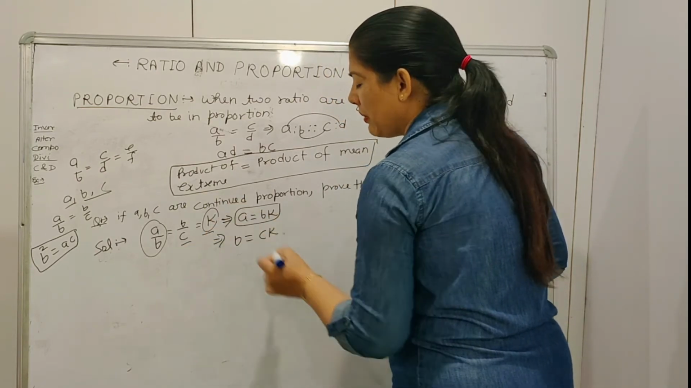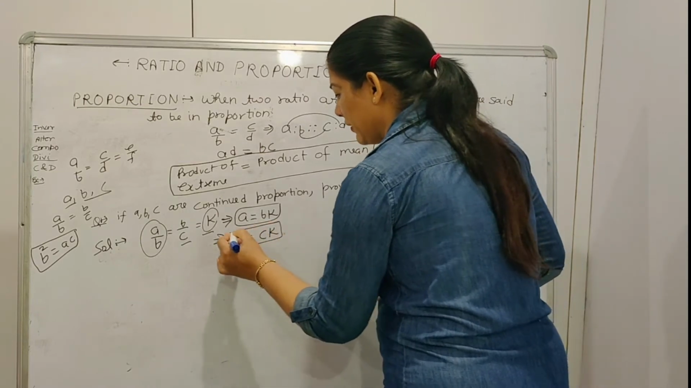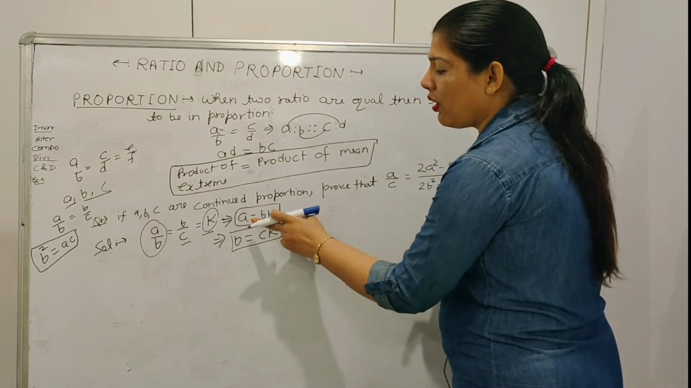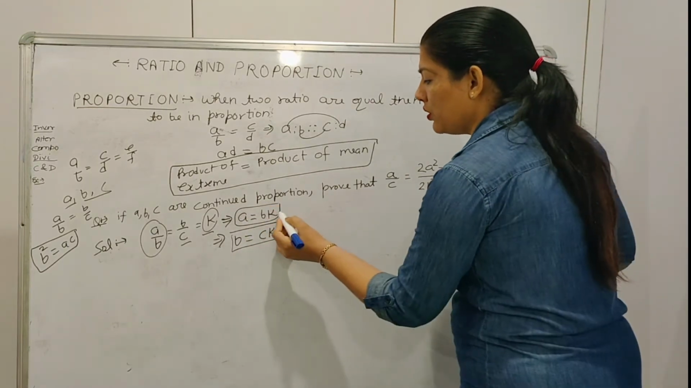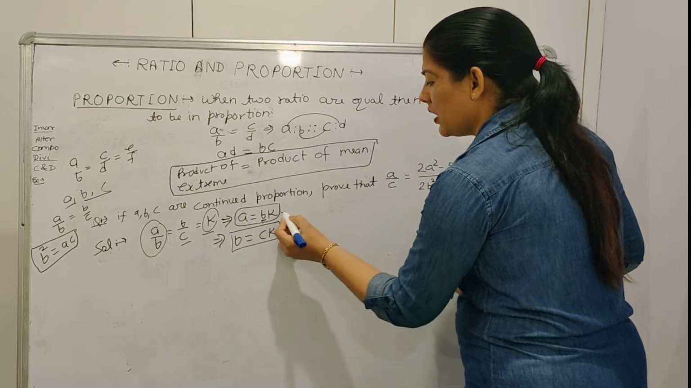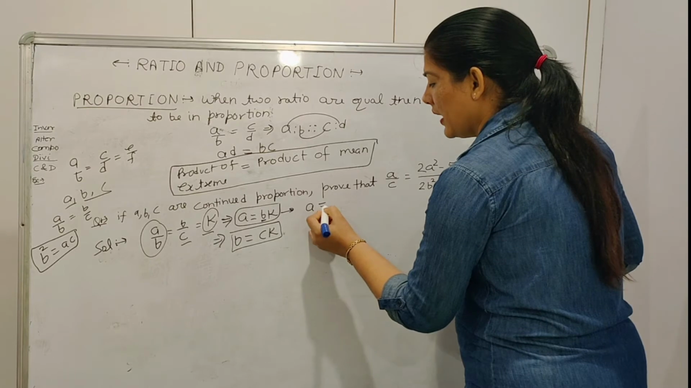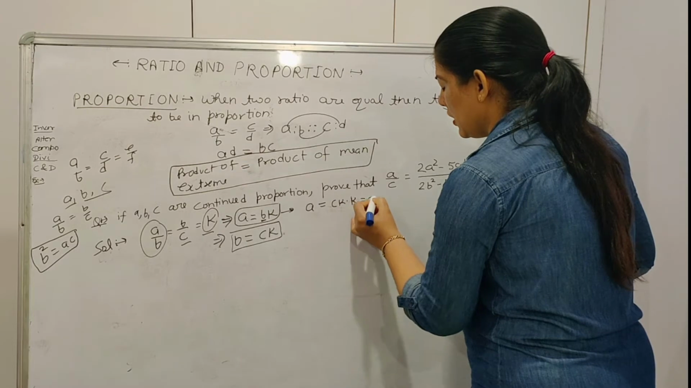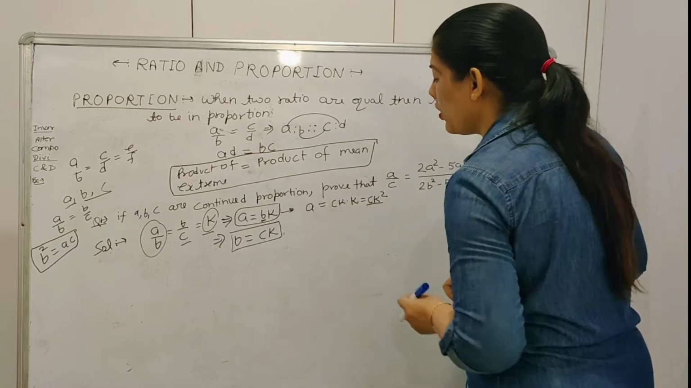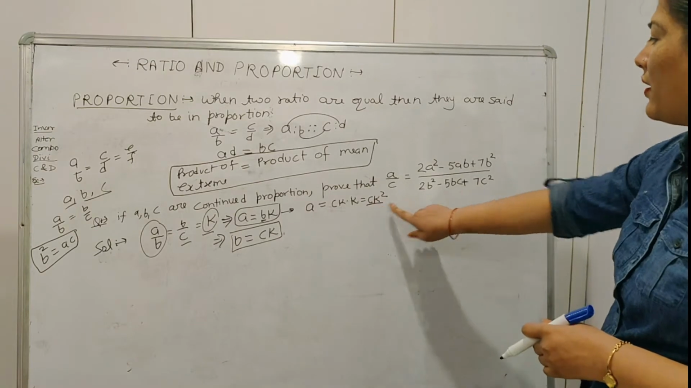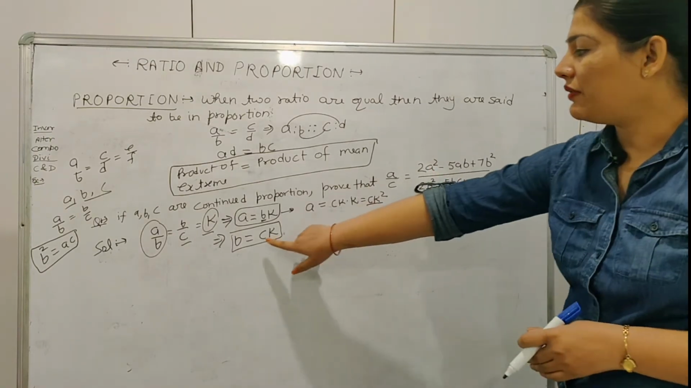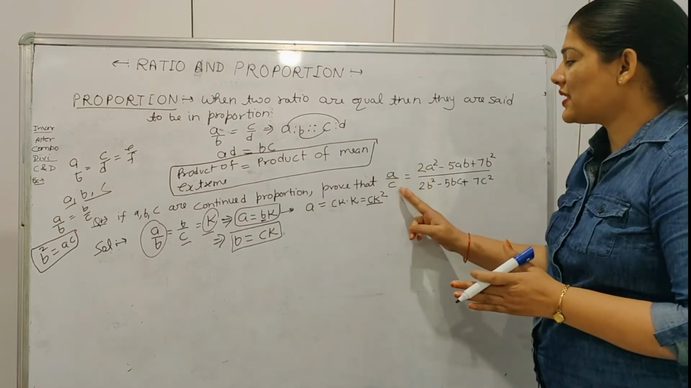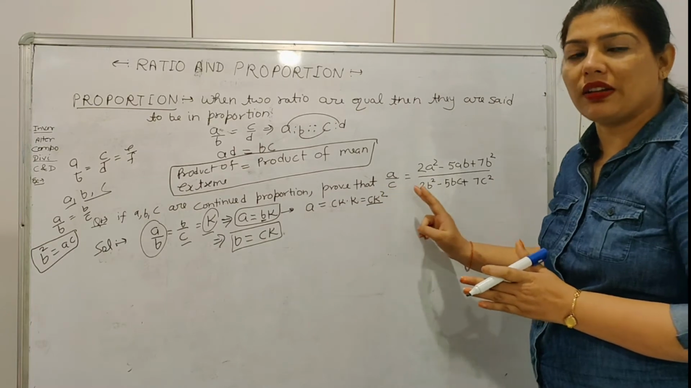Here, C multiplied by K, but I have told you that we have to put the values of A and B in terms of C, so change this B into C. So A can be equal to CK into K, which is equal to CK square. Okay, so we'll place CK square in place of A and we'll use CK in place of B here. Then we'll check whether these two are equal or not. If these two are equal, then the question is done.